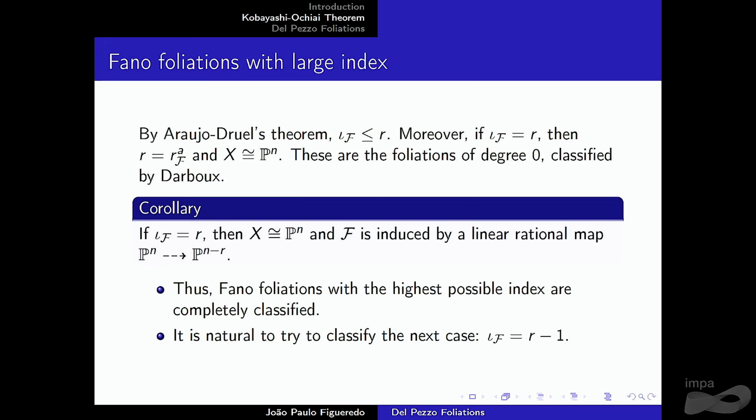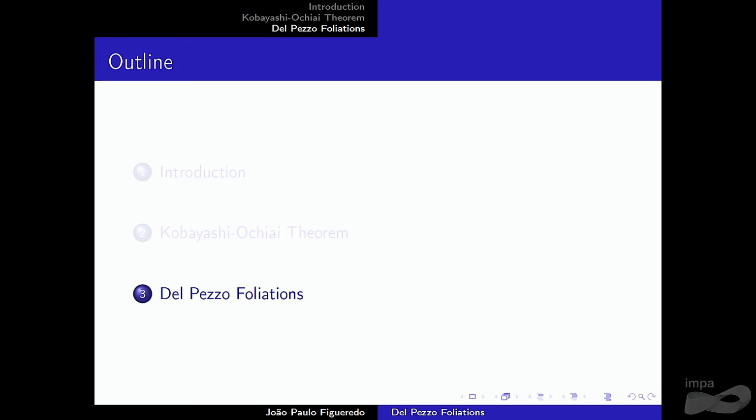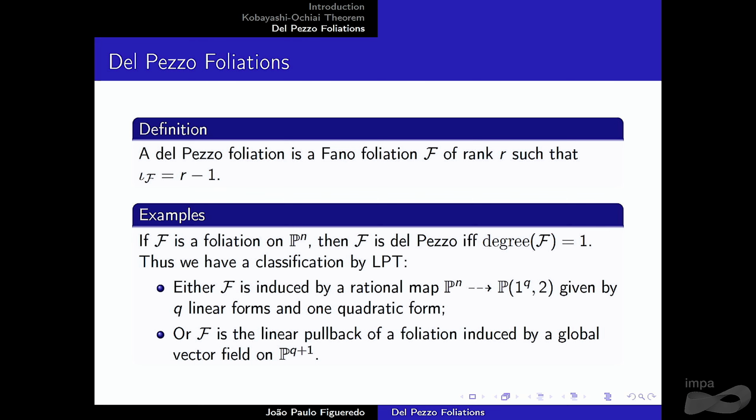The next one, in order of complexity, are the foliations whose index is r minus 1. So in P^n, this will be the foliations of degree 1. This is what we call the Del Pezzo foliations. So a Del Pezzo foliation is a Fano foliation of rank r whose index is the rank minus 1. So on P^n, a foliation will be Del Pezzo if and only if its degree is 1, as I said before.